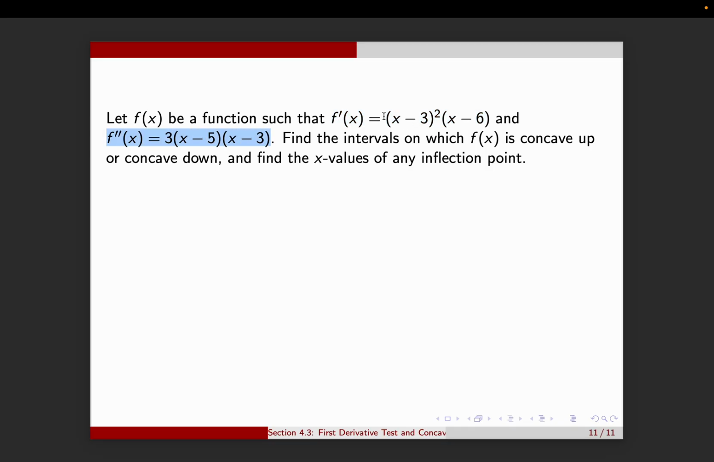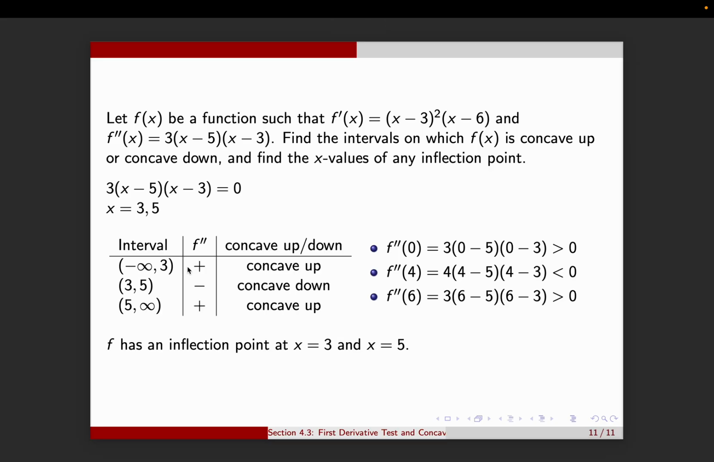If you want to, you can verify that if you differentiate the f prime, you get this f double prime. Okay, so now we just do the same process we did before, but with f double prime. We take f double prime, set it equal to 0, see what we get. We get 3 and 5. We set up this table where we chop the real number line into intervals based on these two numbers: to the left of 3, between 3 and 5, to the right of 5.